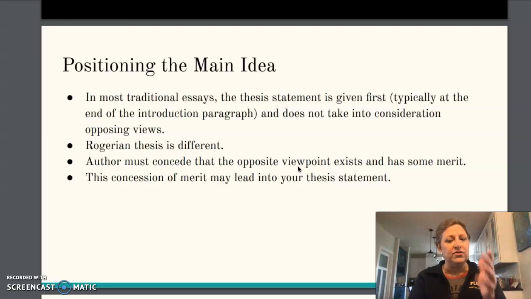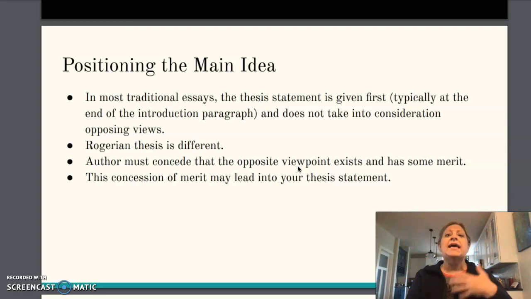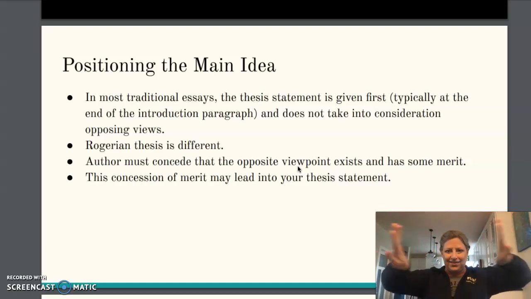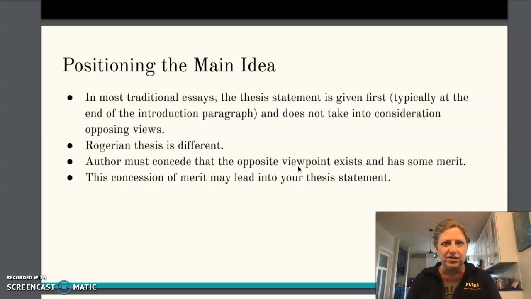If you remember when I introduced this whole thing, I said you are going into this paper with the mindset that anybody who has an opinion on whatever issue you're doing is a good and decent and reasonable person. And that kind of takes out those super far right, super far left fringe folks. We are aiming at people who still have their wits about them and can have a thoughtful discussion on a topic. Anyway, this concession of merit is going to lead into your thesis statement.